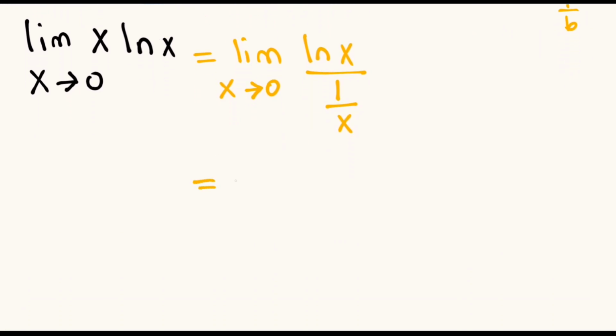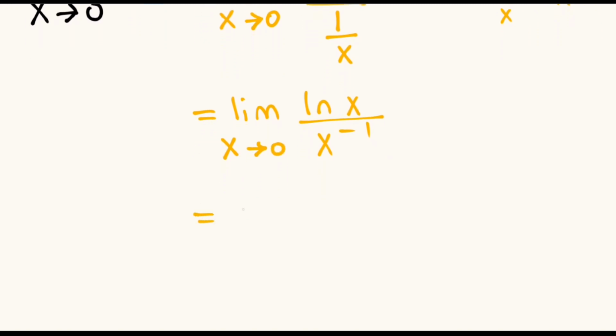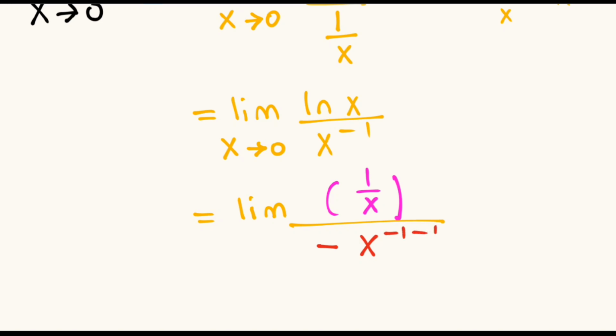But before we do that, let's write this 1 over x as x to the power minus 1 so that it is easier for us to differentiate. So the derivative of ln x will be equal to 1 over x. And the derivative of x to the power minus 1 will be equal to negative x to the power minus 1 minus 1. And we are saying that x is approaching 0.